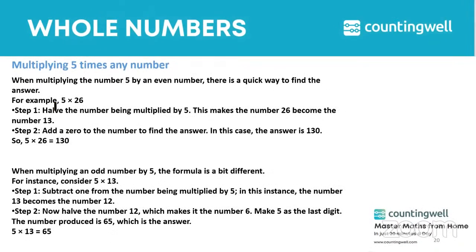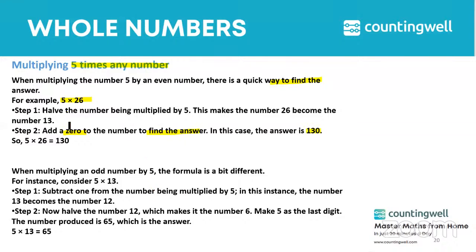Whenever you're multiplying 5 to any number, here is a quick way to do so. So here you're multiplying 5 and 26. You have to halve the number being multiplied by 5. So this will make 26 as 13. Then you have to add 0 to the number to find the final answer. In this case, the answer is 130.